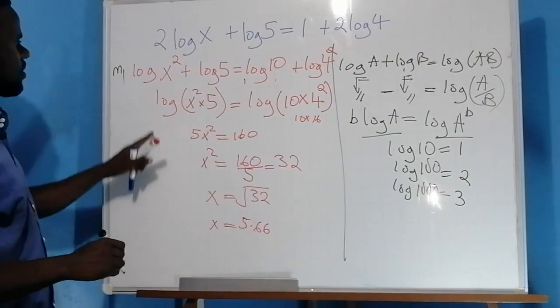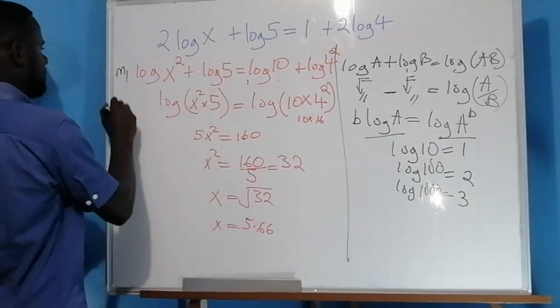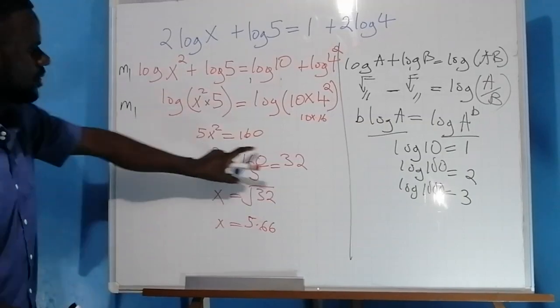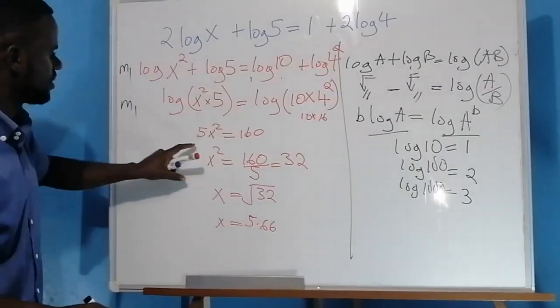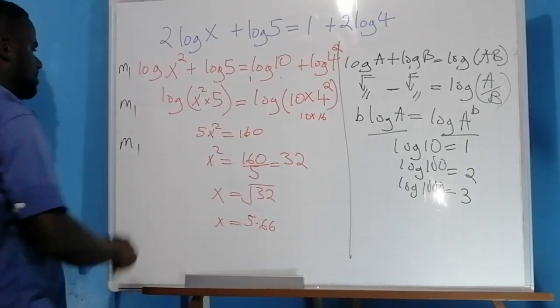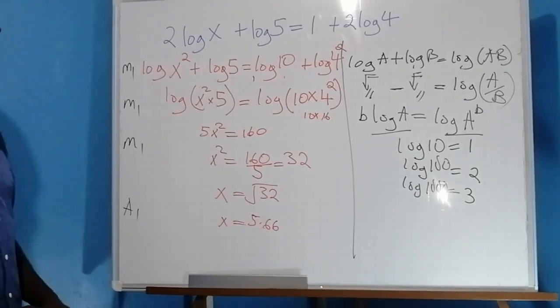The second mark will be at this point. And this is where we'll have another M1. And another mark will be at this point when you'll be able to get what? Now, making x the subject of the formula. That is your M1. And finally, the last mark will be at A1.